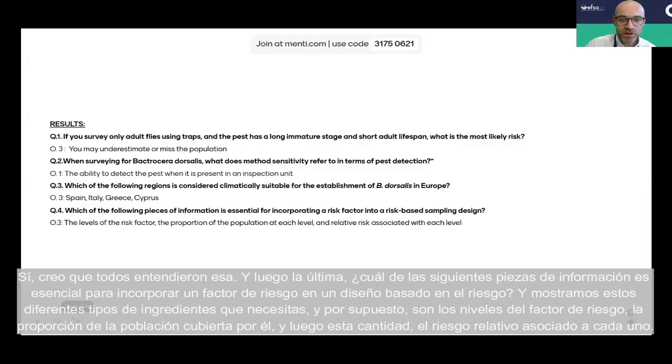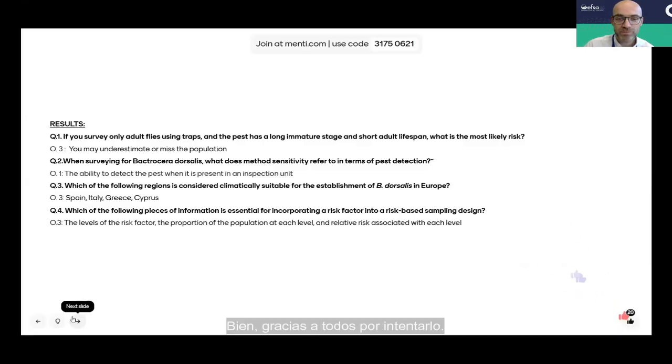And then the final one: which of the following pieces of information is essential for incorporating a risk factor into a risk-based design? We showed the different ingredients that you need, and it is of course the levels of the risk factor, the proportion of the population that's covered by it, and then this quantity, the relative risk associated with each level.